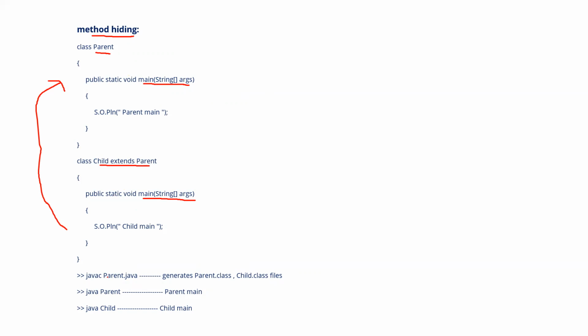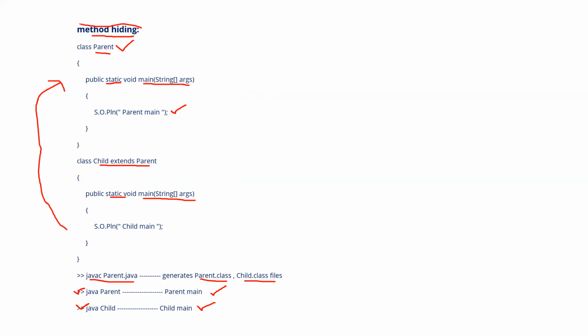Now observe carefully. I will save this program as Parent.java, and whenever I compile, two separate .class files will be generated: Parent.class and Child.class. Whenever I run java Parent, the parent class has a main method, so it prints parent main. Whenever I run java Child, control goes to the child class and checks whether the main method is available. Yes, it is available, so it prints child main. This concept is called overriding, but whenever you come to static methods, you should not call this process overriding. Static methods will not be overridden. This concept is called method hiding.